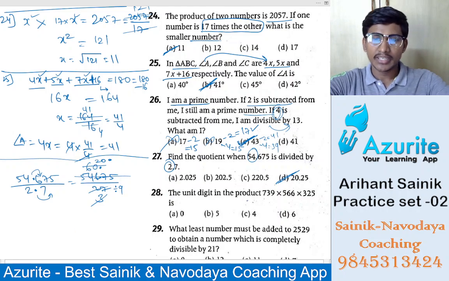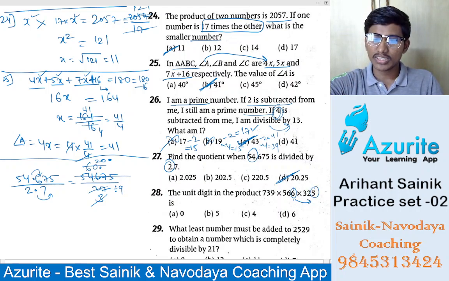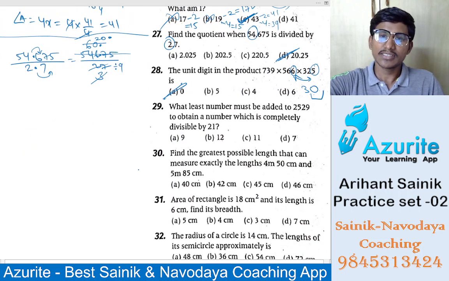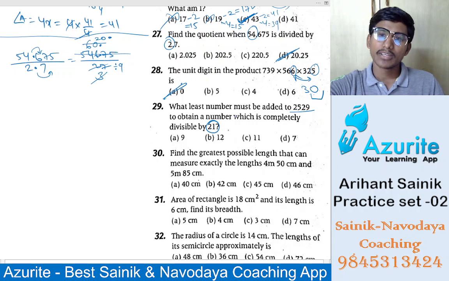Now next 28, the unit digit of this product is how much? So 6 5s are how much? 30. So 30 means it will be 0, right? Yes. Next here, that is 29. What least number must be added to this to obtain the number which is completely divisible by 21? So what must be added, they are asking.